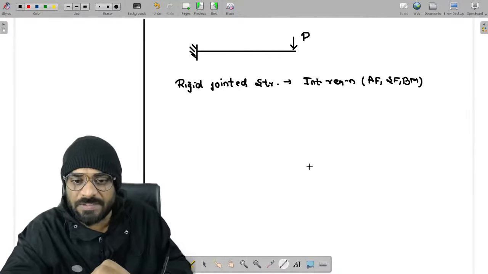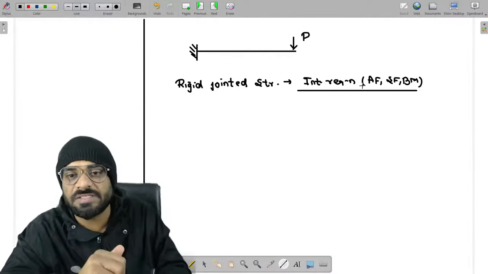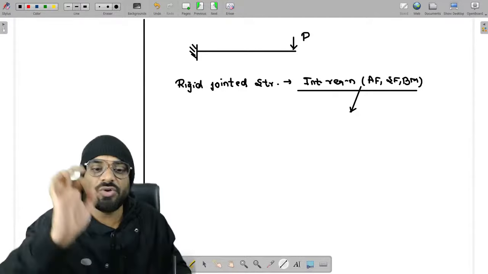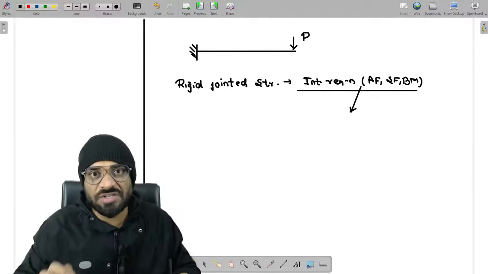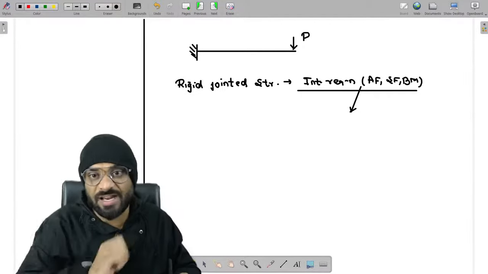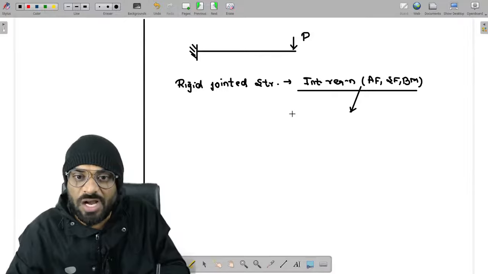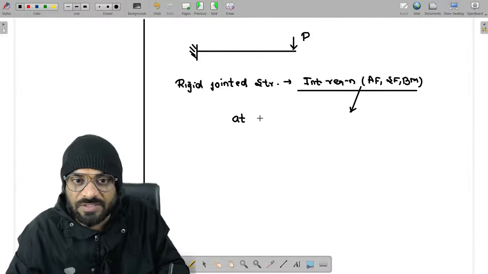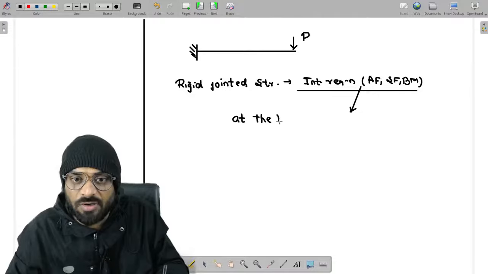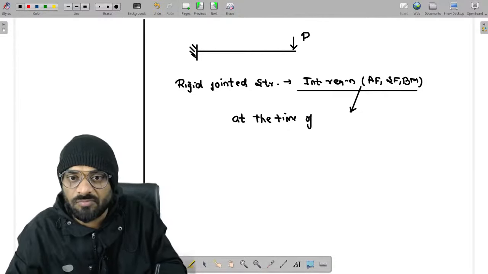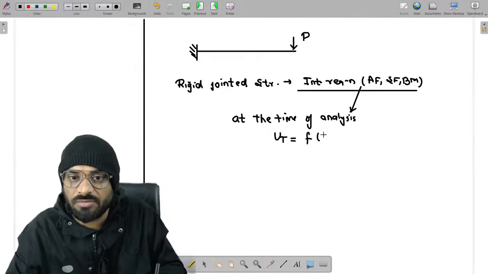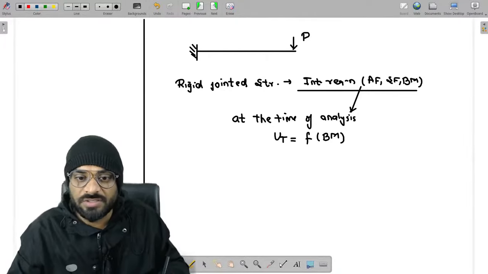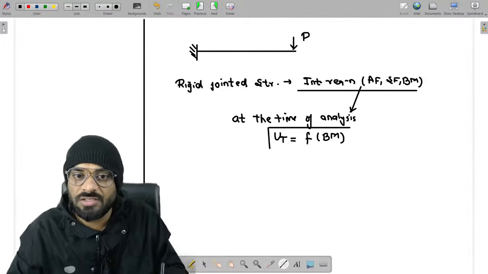But what happened guys, 95 to 97% of the total strain energy is due to the flexure part only, or you can say due to bending moment only. And the strain energy due to axial force and shear force can be neglected. And that is the reason guys, at the time of analysis, we will consider the total strain energy as a function of bending moment only. We will ignore the strain energy due to axial force and shear force.